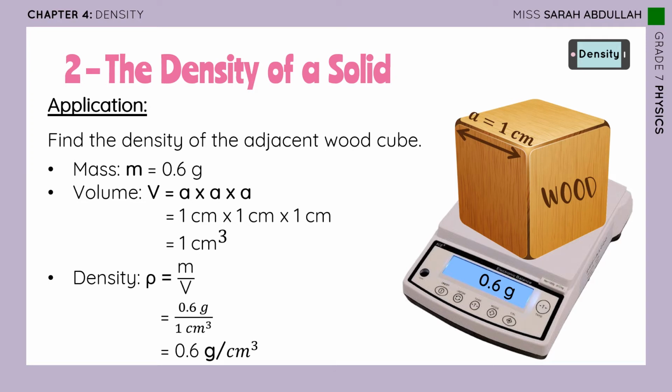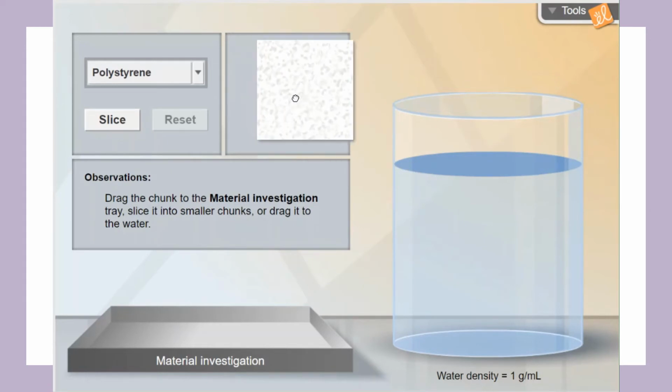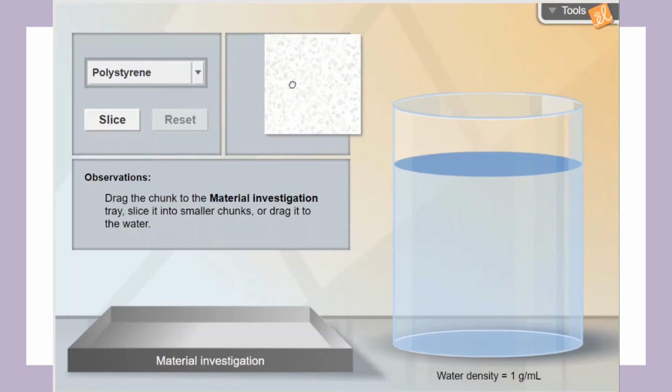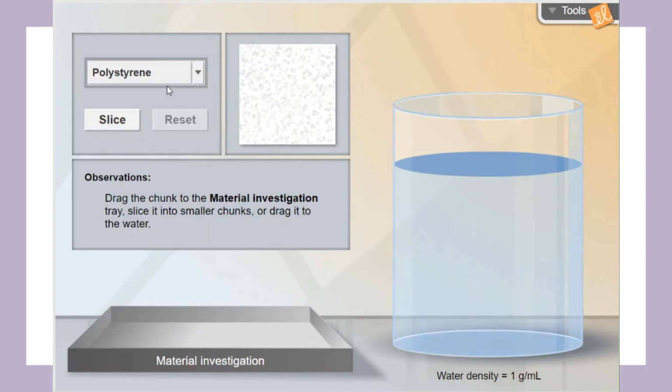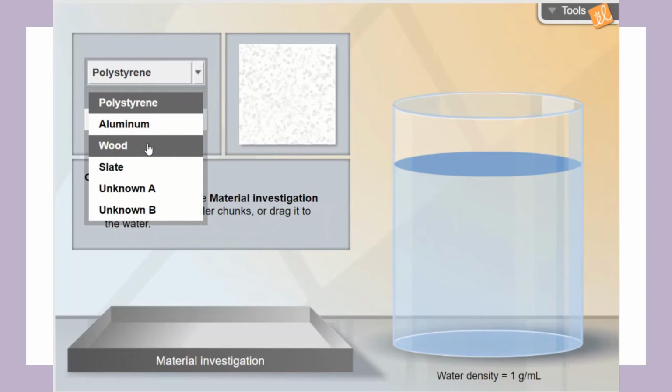Now, to understand density more, I will be going to this new lab. Okay, so you guys click on this and join me in the next slide. It's going to take us to a different lab. You guys can see we have a certain material right here. In this case, we have polystyrene. It is like a foam material which is light. We have different materials. We have aluminum, we have wood, we have slate, which is a type of rock. And so I'm going to choose polystyrene.